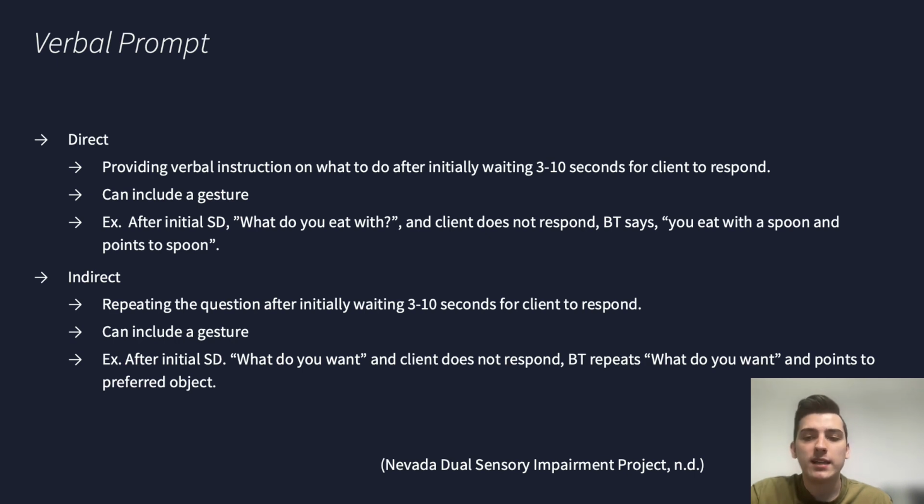Additionally, an indirect prompt is demonstrated similarly to a direct verbal prompt. However, instead of providing the learner with verbal instruction, the BT will simply repeat the question after the initial waiting period without the client providing the independent response. This form of verbal prompt can be paired with a gesture as well. An example of this would be after the initial SD, "What do you want?" and the client does not respond, the BT will repeat the question, "What do you want?" and they may pair that by pointing to the preferred object.